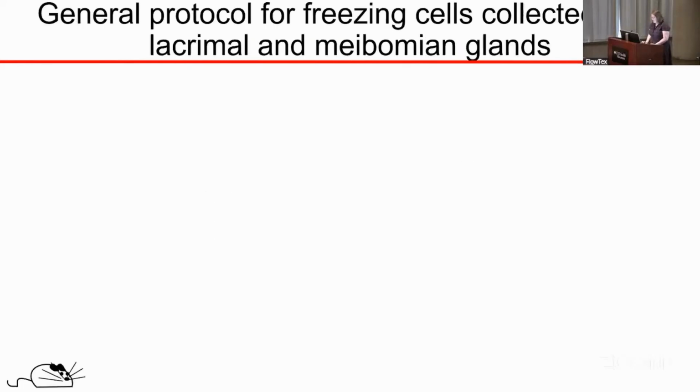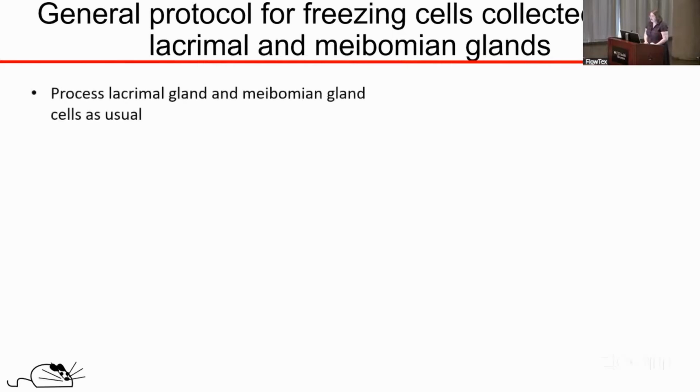So finally, I want to talk about how we freeze cells in the lacrimal gland and the meibomian gland, which are, again, those sensitive cells, and how we can then later thaw them on a much longer timeline. So what we do for freezing is we process lacrimal gland and meibomian gland cells as we did before, so the process does not change.